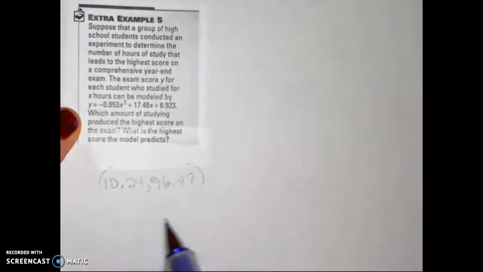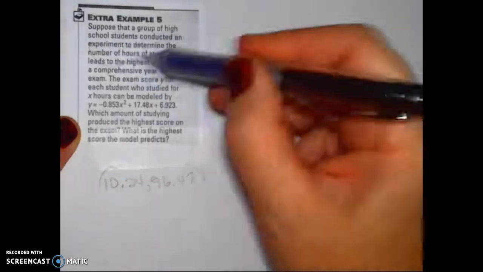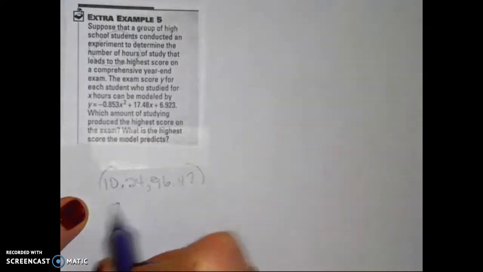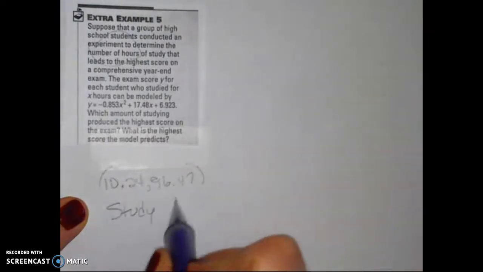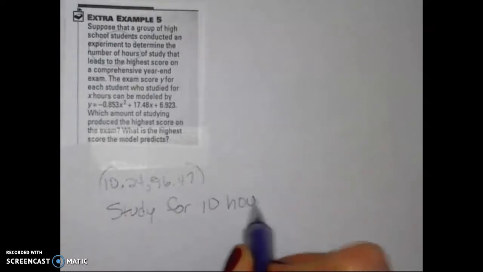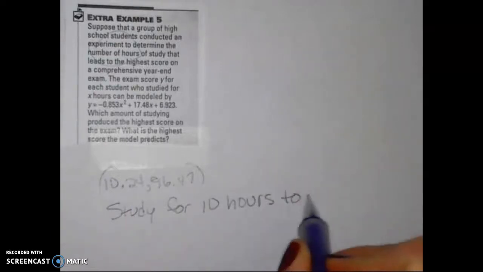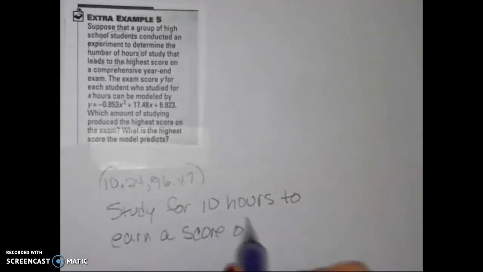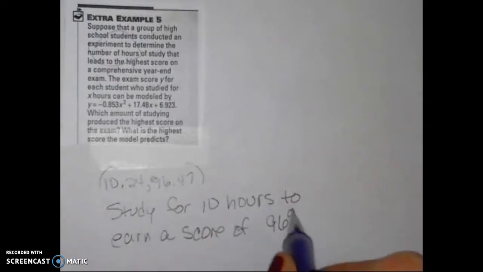Let's use that to answer the questions. What amount of studying produced the highest score on the exam? That's the number of hours. So you should study for 10 hours, we're rounding, to earn a score of 96%. That's a pretty good grade.